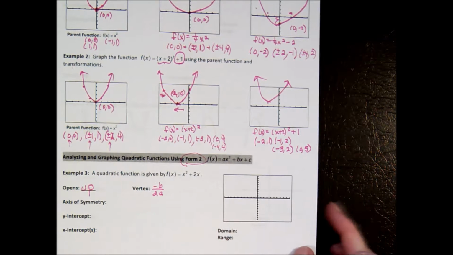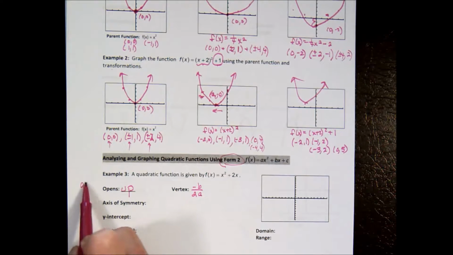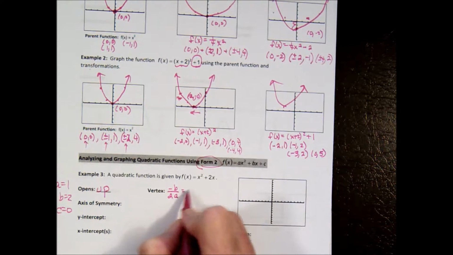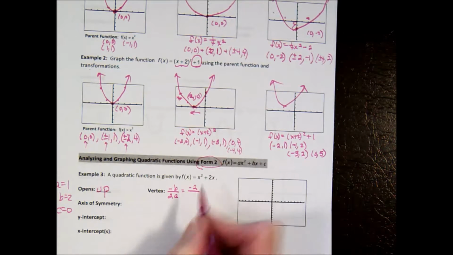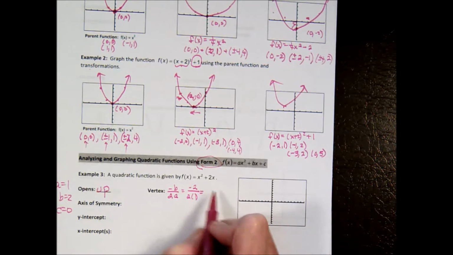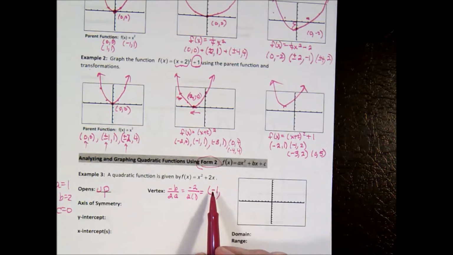Well, let's name our a, b, and c, just like you do for the quadratic equation. So a is 1, b is 2, c is 0. So negative b over 2a is negative 2 over 2, or negative 1. That's the first part of my vertex.